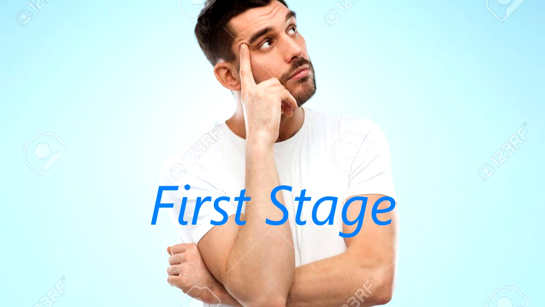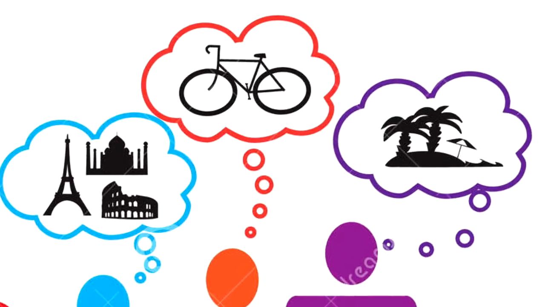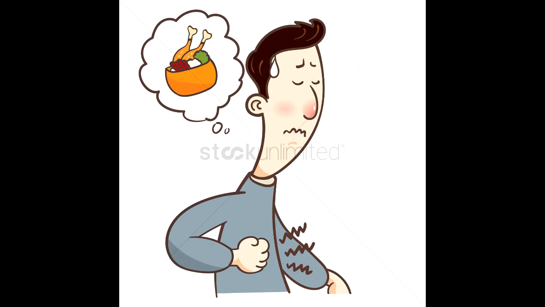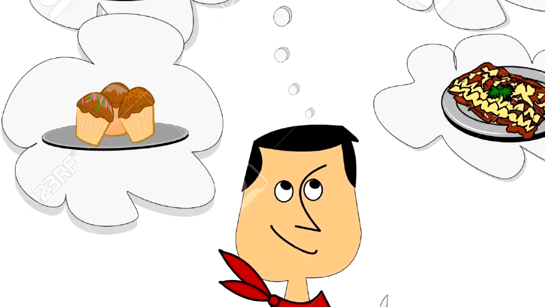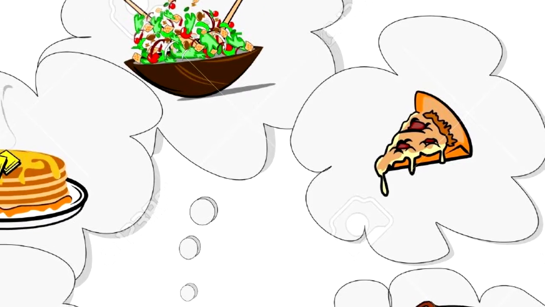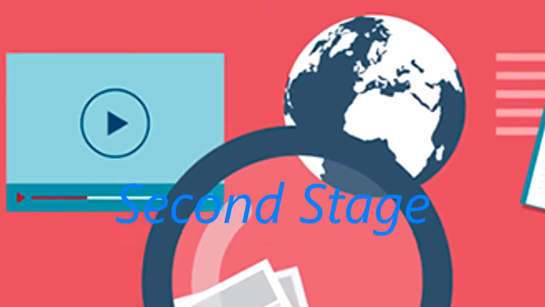The first stage is problem recognition, in which the consumer realizes that he has a problem that needs to be solved by purchasing a product or a service. Let's take this little guy for example. He knows that he's hungry, but does not know what to eat. At this point, the consumer is in stage 2, information search.